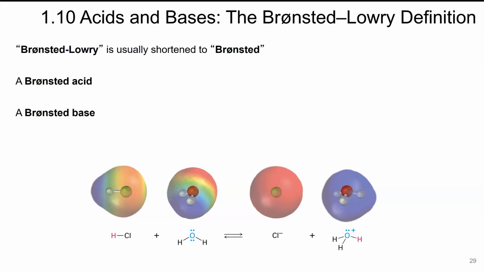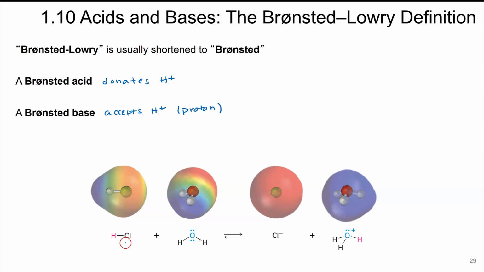If we look at the definition of a Bronsted-Lowry acid base, which is often shortened to Bronsted, a Bronsted acid is a substance that donates a hydrogen cation. And the Bronsted base is one that accepts the H+. H+ can also be referred to as a proton. A proton is a synonym for H+.